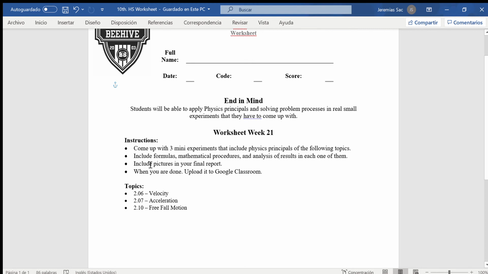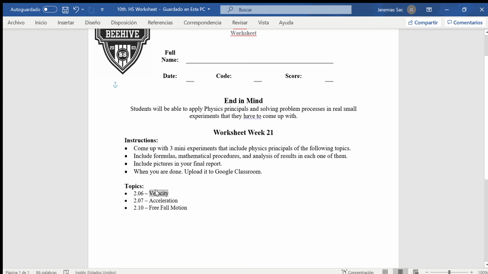Number 3, include pictures in your final report. So just like always, whenever you are coming up with some mini experiments at home, I always need to make sure that you actually did them. So make sure you include some pictures of the mini experiments that you conducted at home. Lastly, when you are done, upload it to Google Classroom. So it's something very simple that you need to do today.